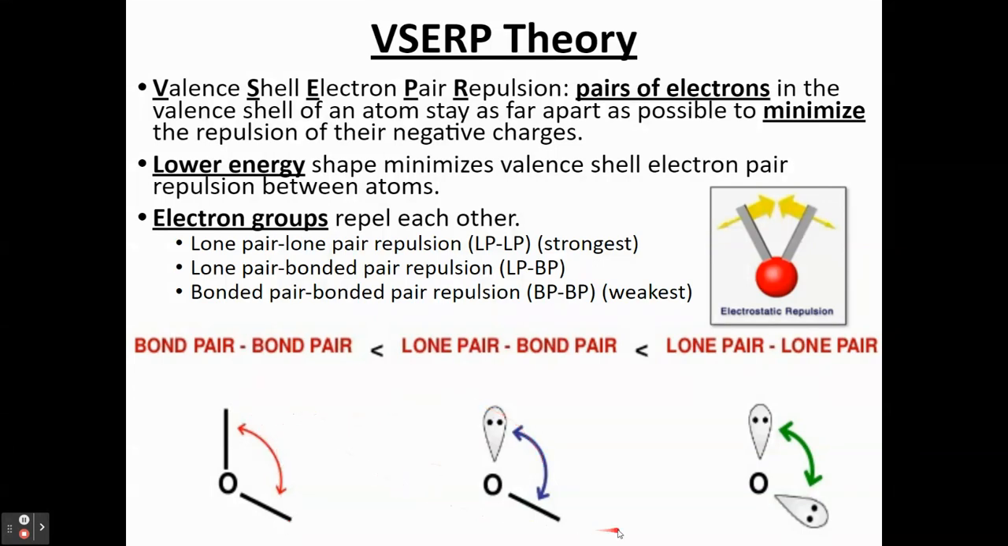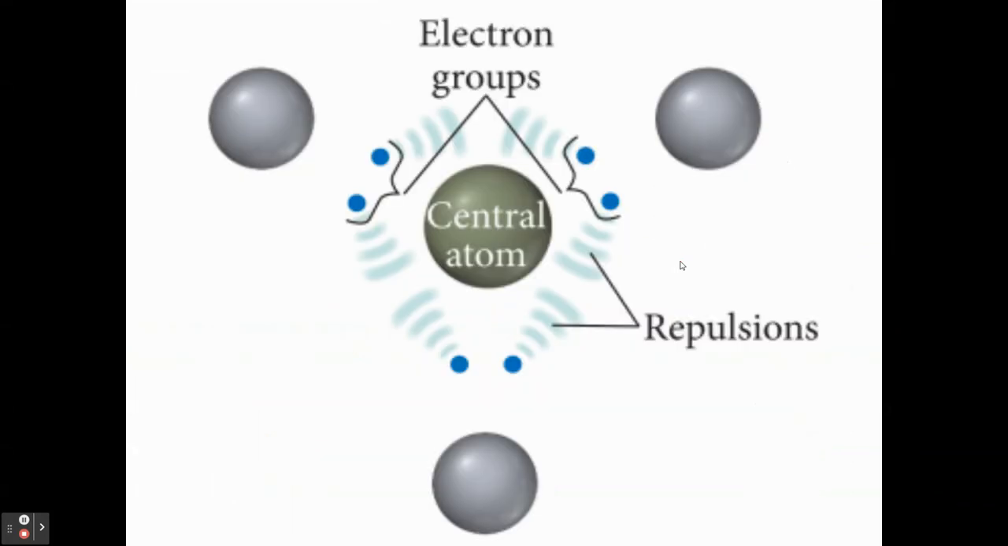But either way, these are all going to play a role in repelling and leading to the overall final shape of the molecule that you're dealing with. But it's important to understand where VSEPR comes from, and it comes from this idea that the electrons, whether they're lone pairs or whether they're in bonded pairs, will repel each other to different degrees.